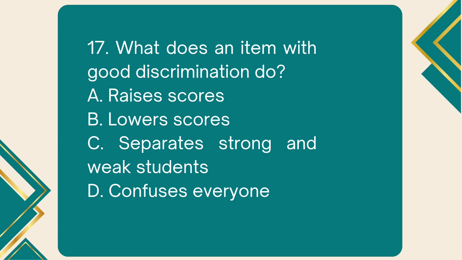Number 17, what does an item with good discrimination do? A, raises scores; B, lowers scores; C, separates strong and weak students; and letter D, confuses everyone. And the correct answer is letter C. It separates strong and weak students. It separates the performance level.